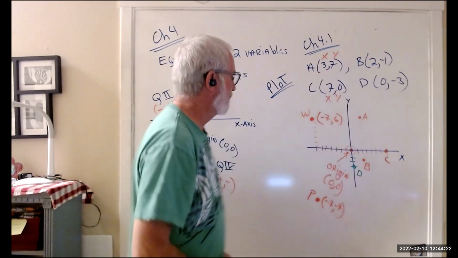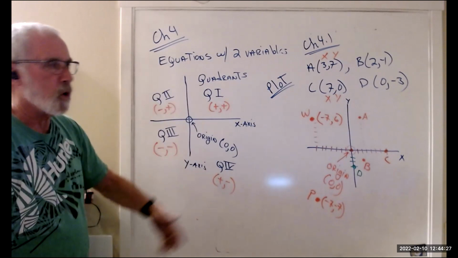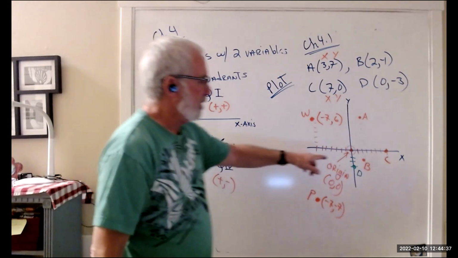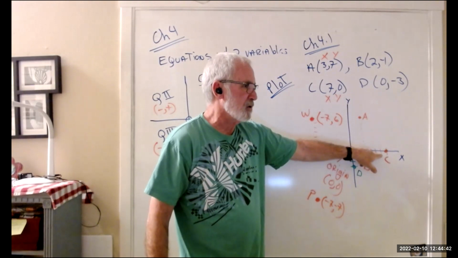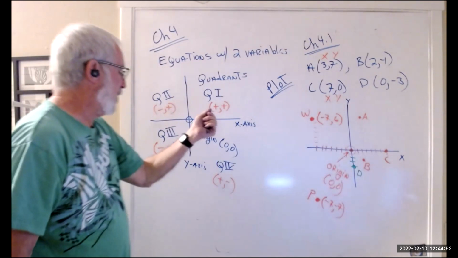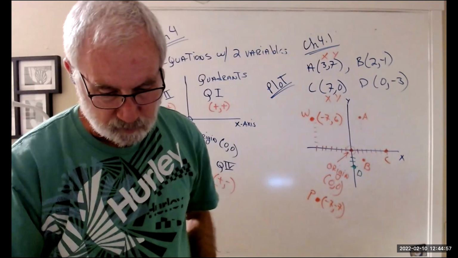So again, mom will ask some dumb questions about which quadrant is point W in, or which quadrant is point A in, or something like that. Over here, C is not in a quadrant. It's on an axis. Don't be tricked. Quadrants are up here. This is on the line. It's not on a quadrant, so don't be tricked that way. All right, I want to do one more thing with 4.1. And then we'll do a little bit of 4.2, and then we'll quit.